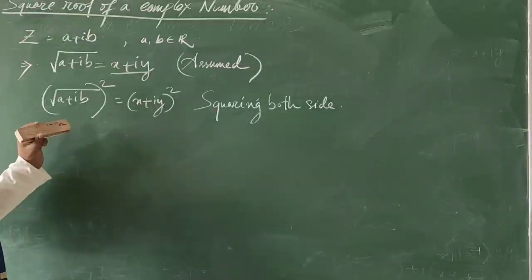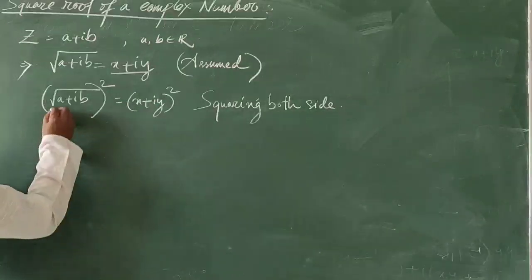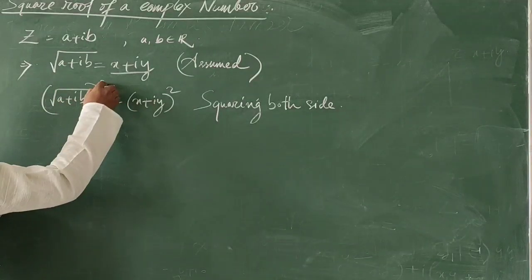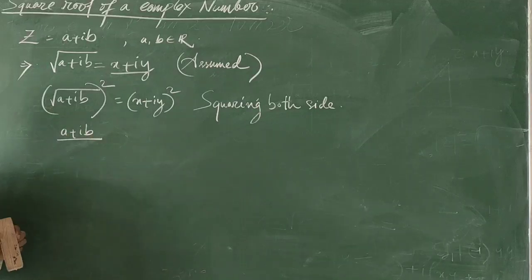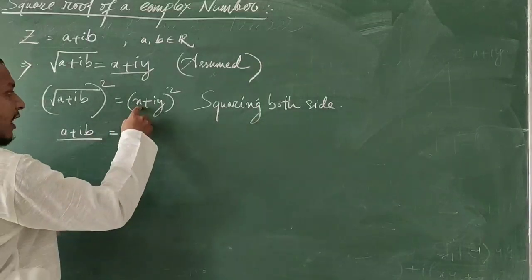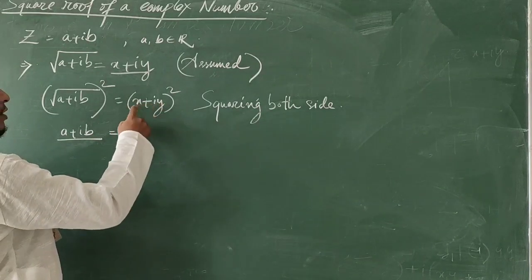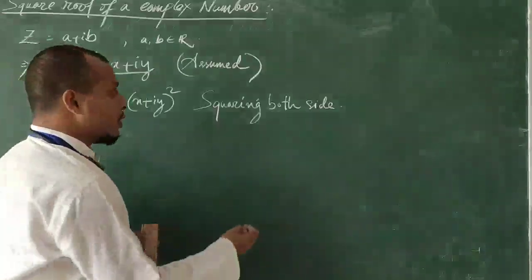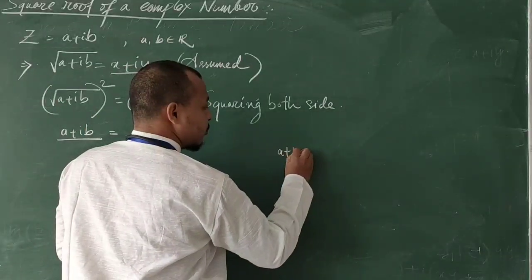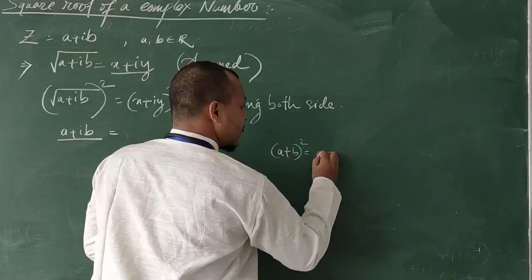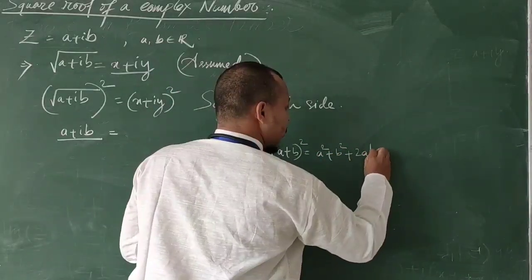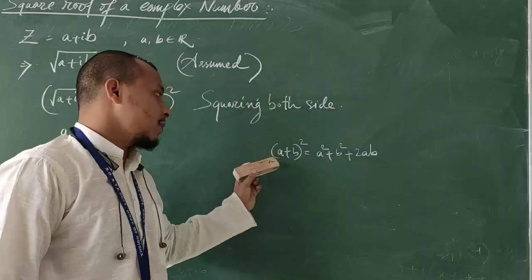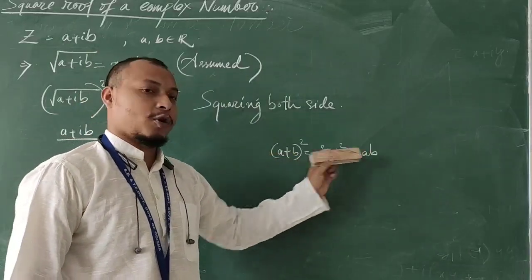By squaring both sides, the square root and the square cancel each other. So the left side is just a plus ib, equal to, we know the square formula: (a plus b) whole square is equal to a square plus b square plus 2ab.